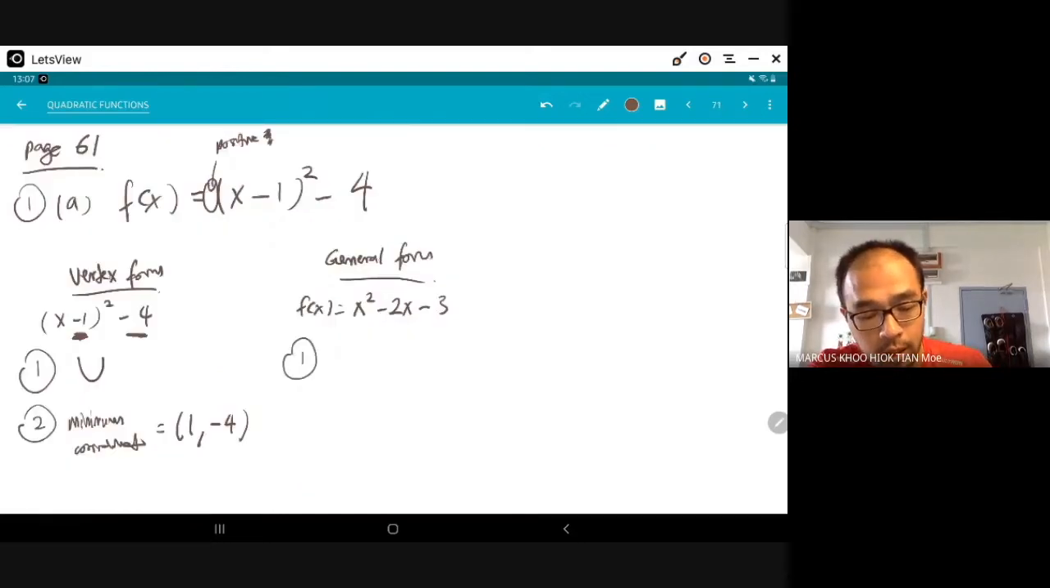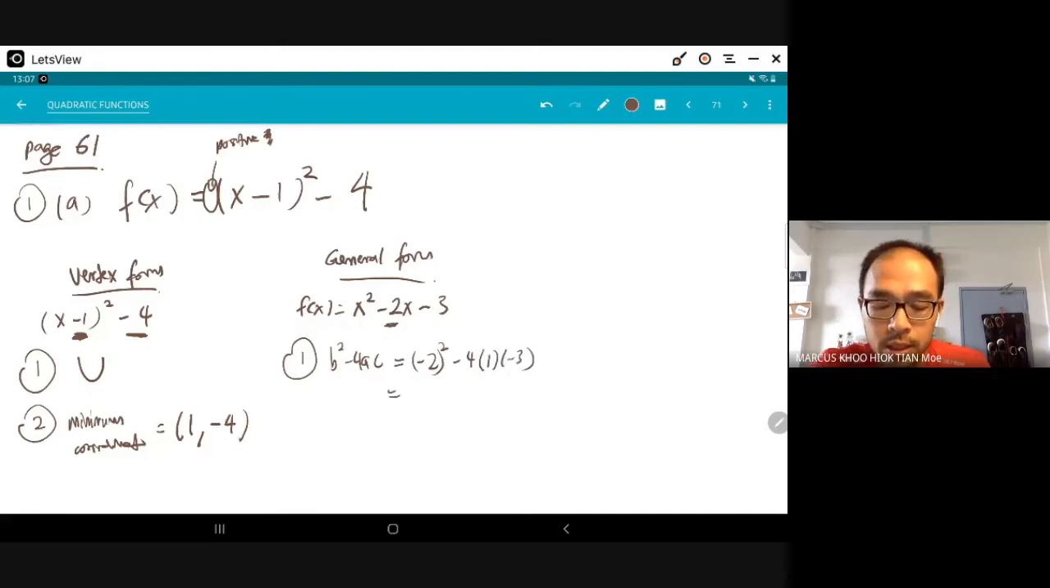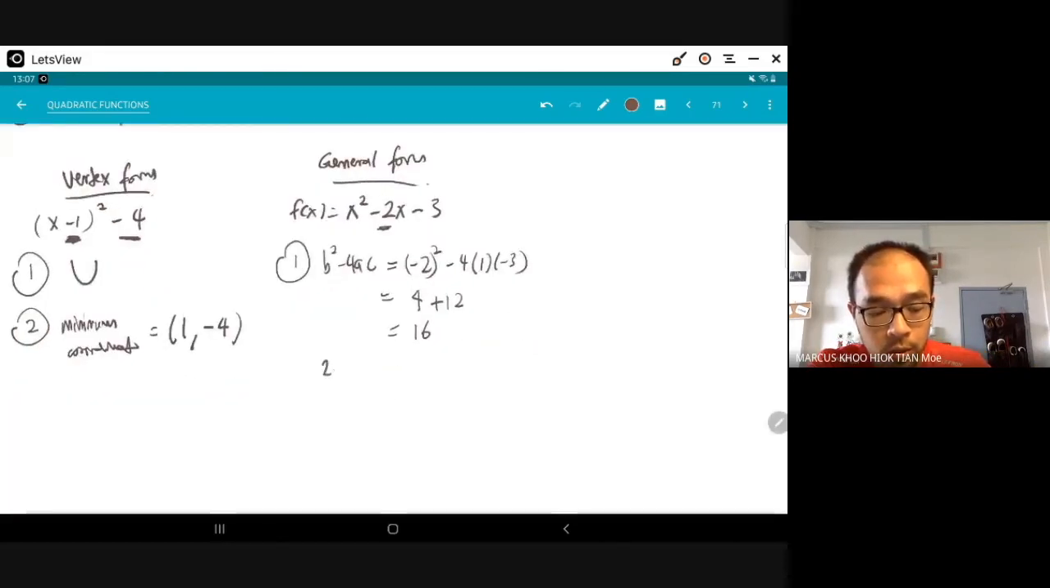Okay, so number one, what is the value of b squared minus 4ac? It will be negative 2 squared, so this is b, okay, minus 4, sorry, the whole thing squared, people don't forget, minus 4 times 1 times negative 3. So negative 2 squared will be 4, negative 4 times 1 times negative 3 will be plus 12, so it is 16. Okay, so b squared minus 4ac is a positive number. Positive number means two real and different roots. Okay, this is the conclusion.